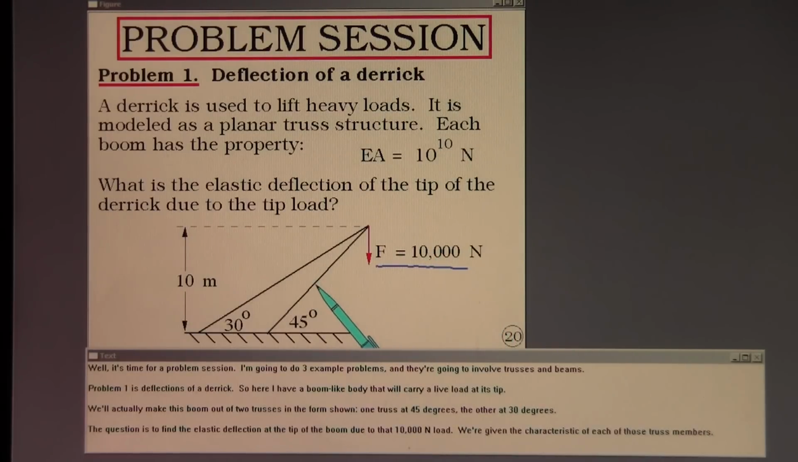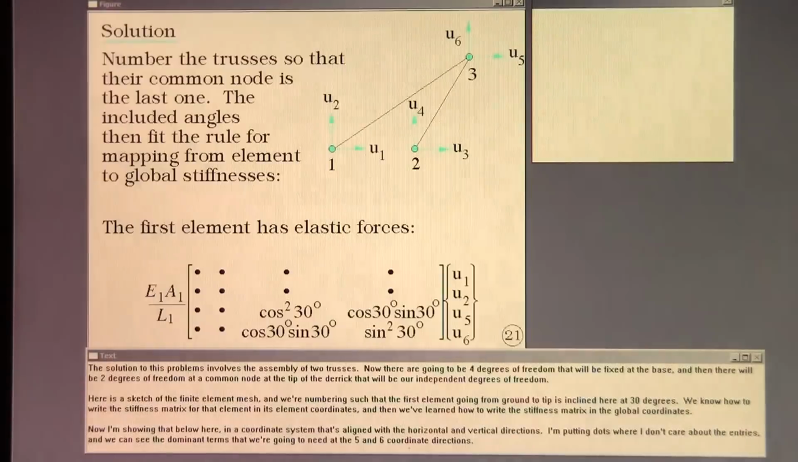We'll actually make this boom out of 2 trusses in the form shown, one truss at 45 degrees, the other at 30 degrees. The question is to find the elastic deflection at the tip of the boom due to that 10,000 Newton load. We're given the characteristic of each of those truss members.